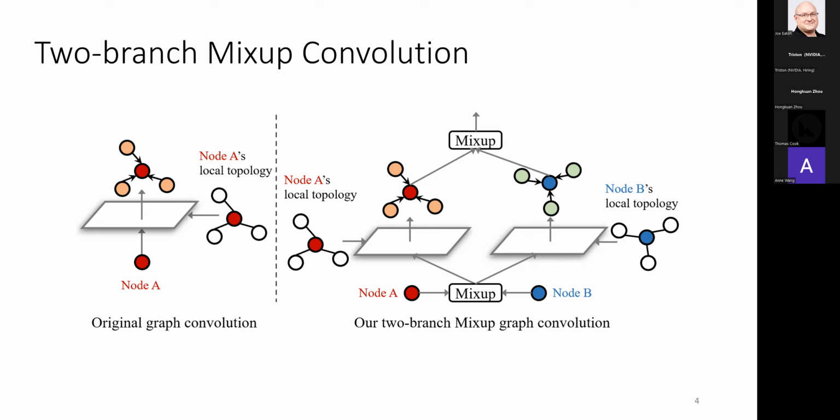To achieve this, we propose the two-branch mix-up graph convolution, as shown on the right-hand side, where we mix the node attributes of node I and J before the input layer. Next, we conduct the graph convolutions based on node I and J's topologies separately at each layer, and mix the aggregated features from the two topologies together before the next layer.